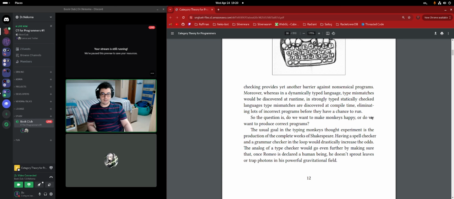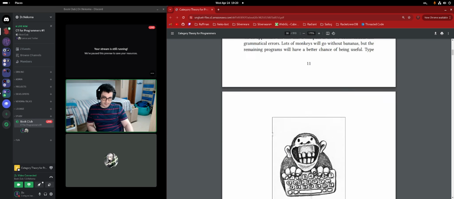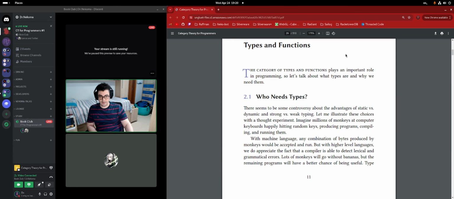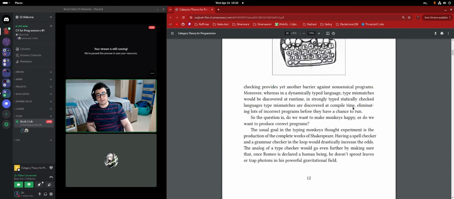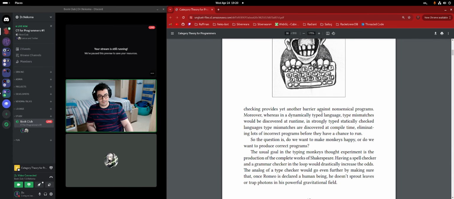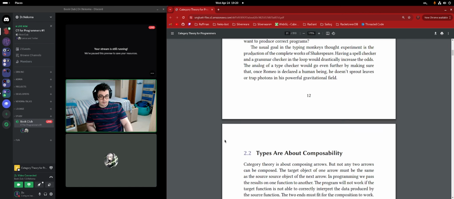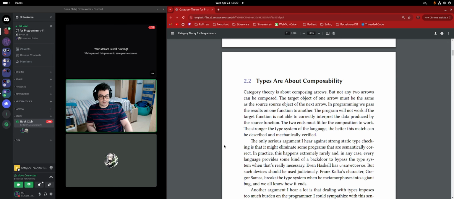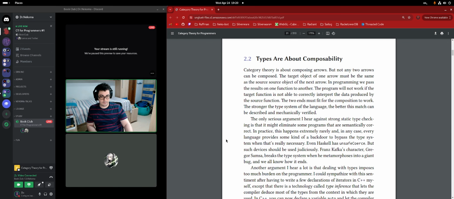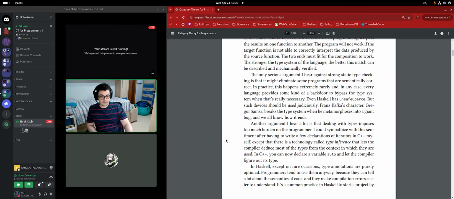So he's basically talking about strong versus weak, static versus dynamic typing, and the monkeys would have a better chance if the program was able to run at all if it was statically typed, because then you can filter out a lot of the nonsense first. Types are about composability. I already forgot what this is talking about. Oh, it's talking about type inference.